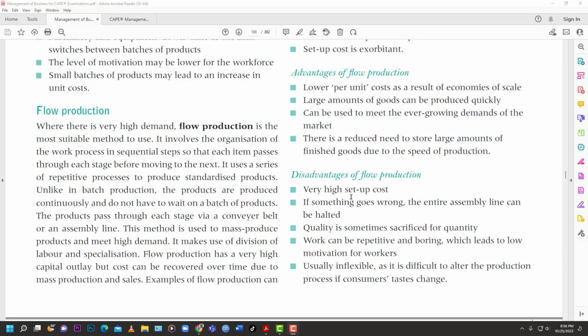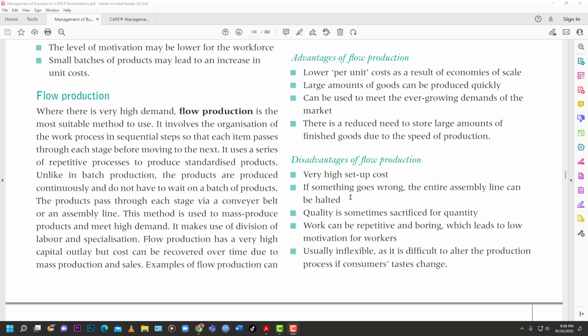So, advantages of flow production: lower per unit cost as a result of economies of scale. If you're producing on a mass level, because you have so many units, the cost is spread across all the units, and so your overall per unit cost would be lower than job or batch production. You have the results of economies of scale, meaning the cost comes down as the output increases.